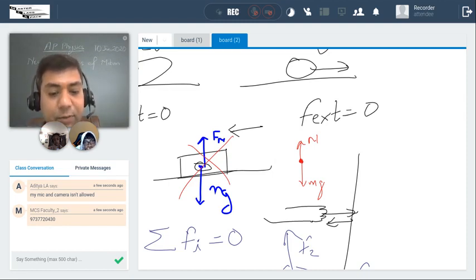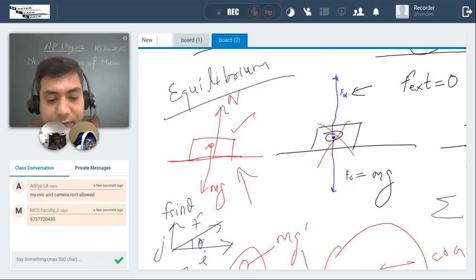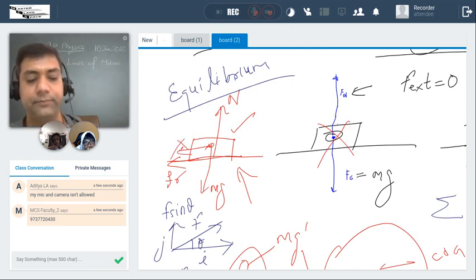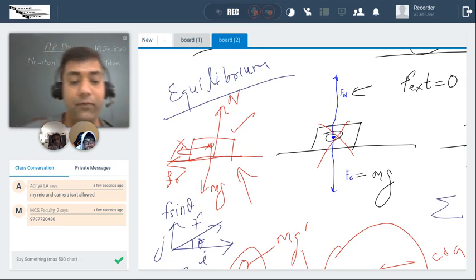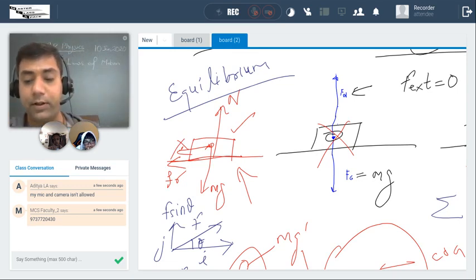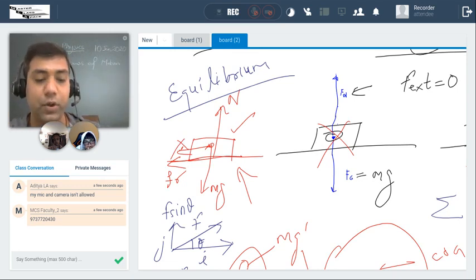So friction will act from the surface. Got a point? Not from here. The friction will act like this. You won't show friction from here. This is going to be wrong. Got a point? So from where that force is occurring, that also we show.